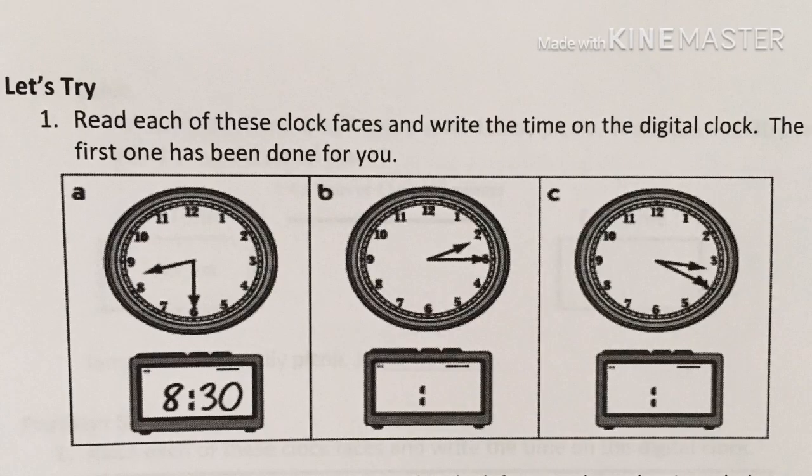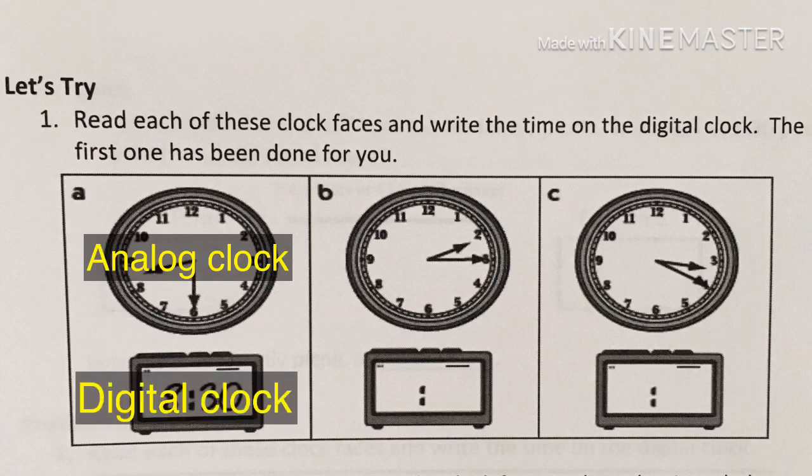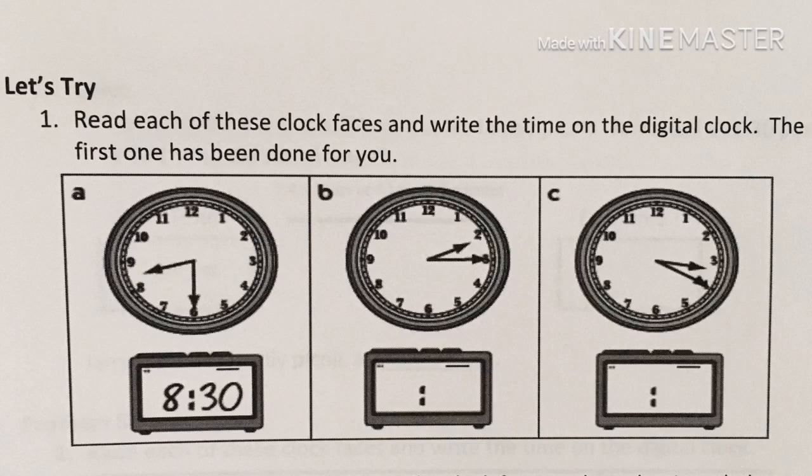Today we're gonna solve the last problems about time and elapsed time in your packet. We're gonna read the analog clock and then we're gonna write down the time on the digital clock. Example A is done for us. It says that it's 8:30.